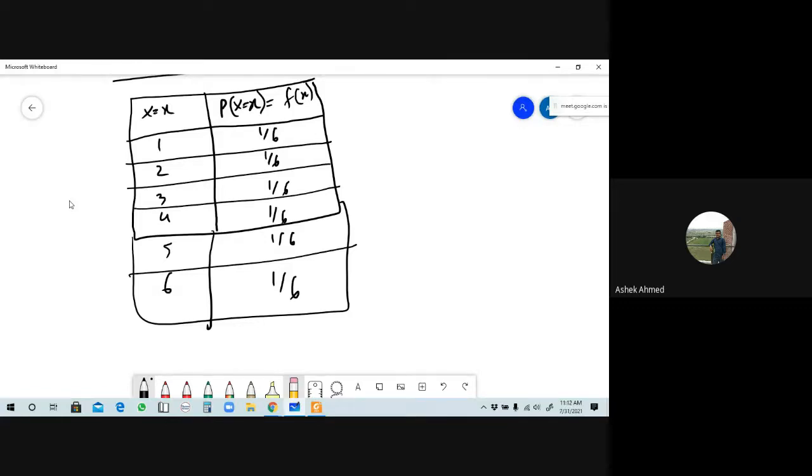Okay, so in this table, the first column represents the discrete type random variable 1, 2, 3 up to 6. These are discrete, a countable number. And the corresponding probabilities are 1 by 6 here. But you have to remember that the sum of all probabilities will be equal to 1. Is it right? Okay.